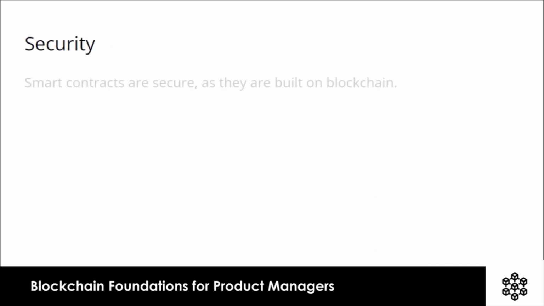Thirdly, smart contracts are secure as they are built on blockchain. Blockchain transaction records are encrypted, which makes them incredibly hard to hack. Additionally, after a distributed ledger, hackers will need to alter the entire chain in order to change a single record, because each record is linked to the records that came before and after it.